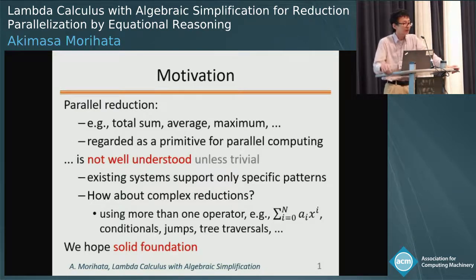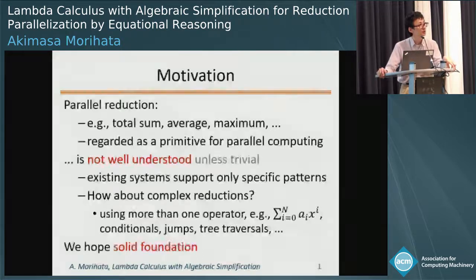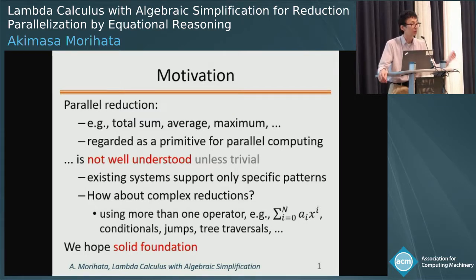But my argument is that parallel reduction is still not understood well, because most existing systems support only a specific form of parallel reductions and cannot parallelize complex ones, such as reduction or summarization concerning more than one operator, such as calculating power series using multiplication and addition, and also summarization using a conditional branch or jumps. Moreover, summarization may occur on trees with complicated traversals. For such cases, in order to understand how to parallelize these reduction or summarization patterns, we need a solid foundation.